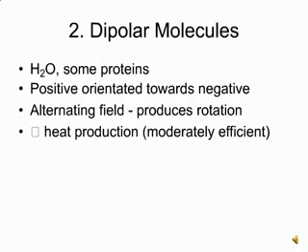Dipolar molecules, those with positively and negatively charged elements, include water and some proteins. These molecules will line up according to the direction of the electrical field, with positive being attracted to the negative electrode and vice versa. As the field alternates, these molecules will rotate, again leading to heat production. This method is moderately efficient in producing heat.